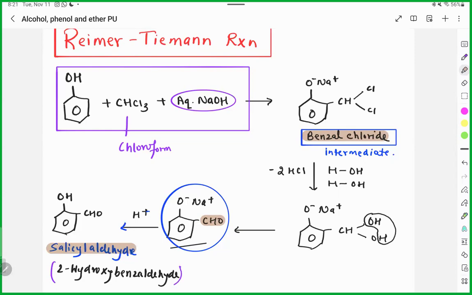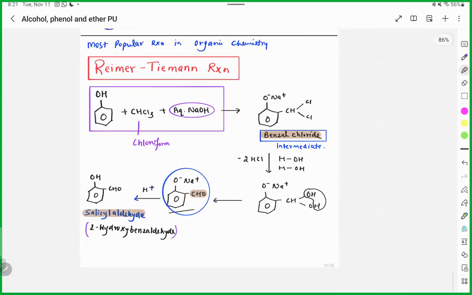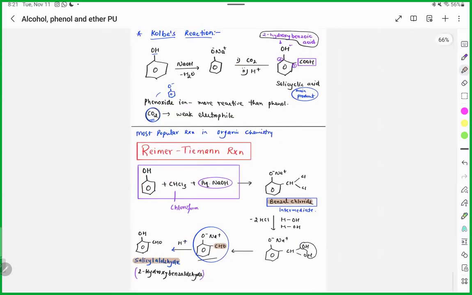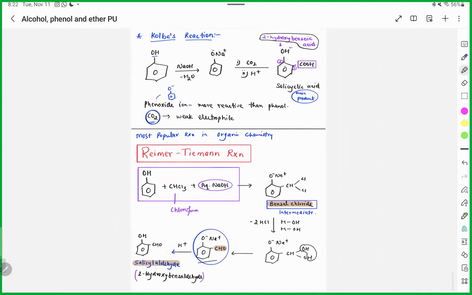Now do one thing right now. Write both these reactions, Kolbe as well as Reimer-Tiemann, right now.